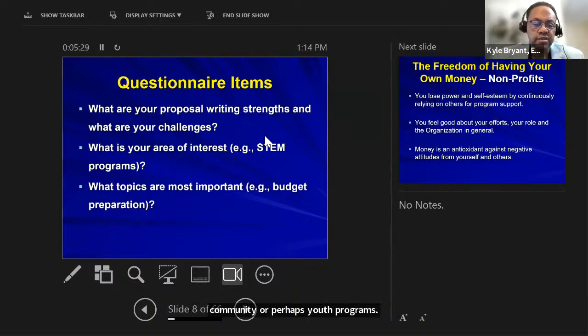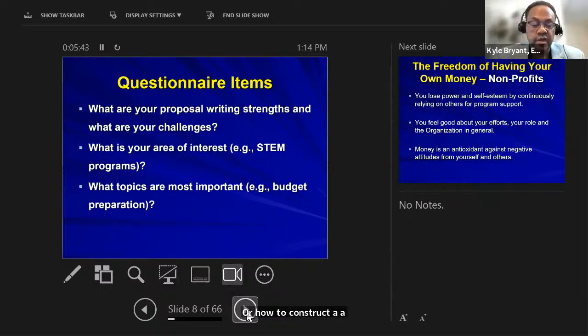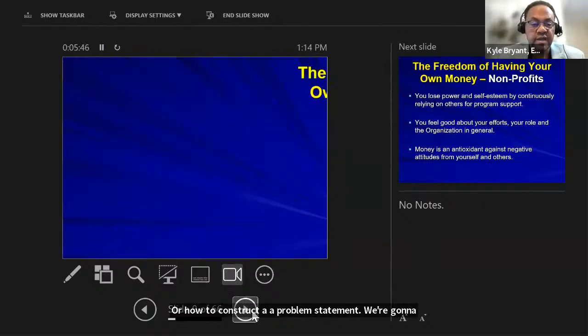And then what topics are most important to you regarding proposal development? Is it budget preparation? Is it that you need to know some of everything or how to construct a problem statement? We're going to go through elements of that in this presentation.